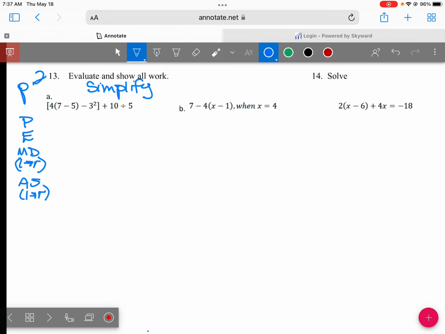Okay. So do I have any parentheses here where I can do the work inside the parentheses? Well, of course I do. It's right here. So 7 minus 5 gives me 2. The rest of it you really should leave as it is. You can put that in parentheses, put the 4 on the outside, brackets, minus 3 squared.